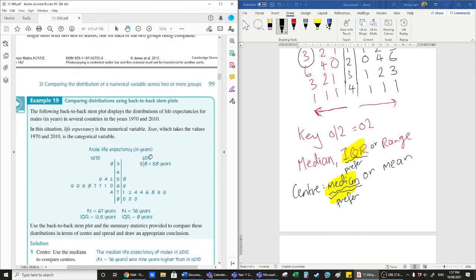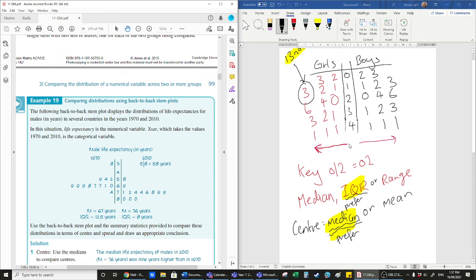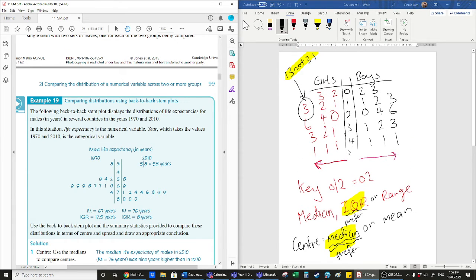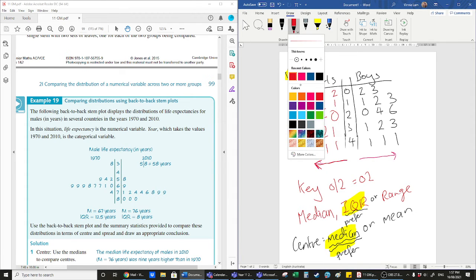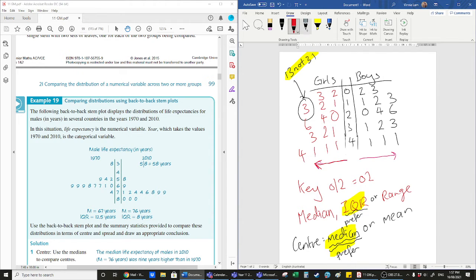So that's just a quick brief on back-to-back stem and leaf plots. Please make sure the stem goes down the middle, and then the numbers on the right go from left to right, as shown, and then the numbers on the left go from right to left. I'll just put one more number in, 44, so that you can see that the numbers get bigger as you go from left to right for the right-hand side, and then they get bigger from right to left on the left-hand side. So this is back-to-back stem and leaf.